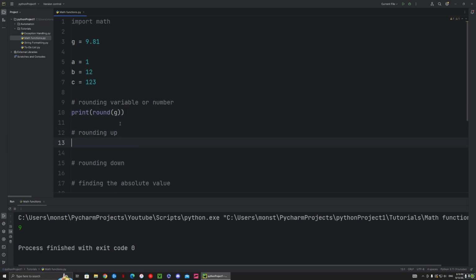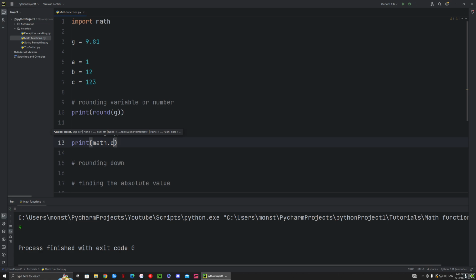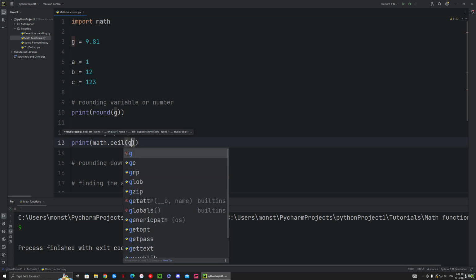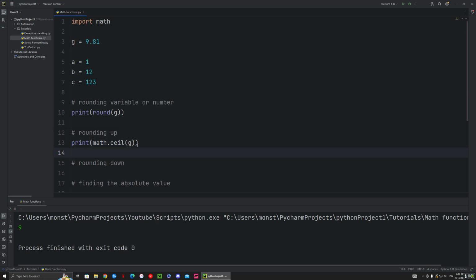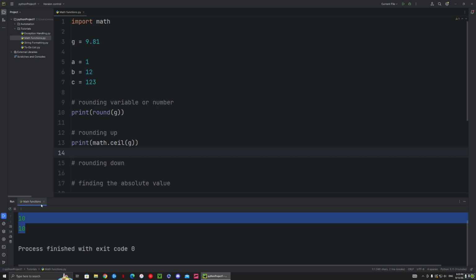If we want to round up, because sometimes you don't just want to round to the nearest integer, sometimes you want to round up all the time. So same thing, you would say print, and then you use the math function math.ceil, which stands for ceiling, of G, and that basically always rounds the number up. The ceiling function always rounds it up, as you can see here.